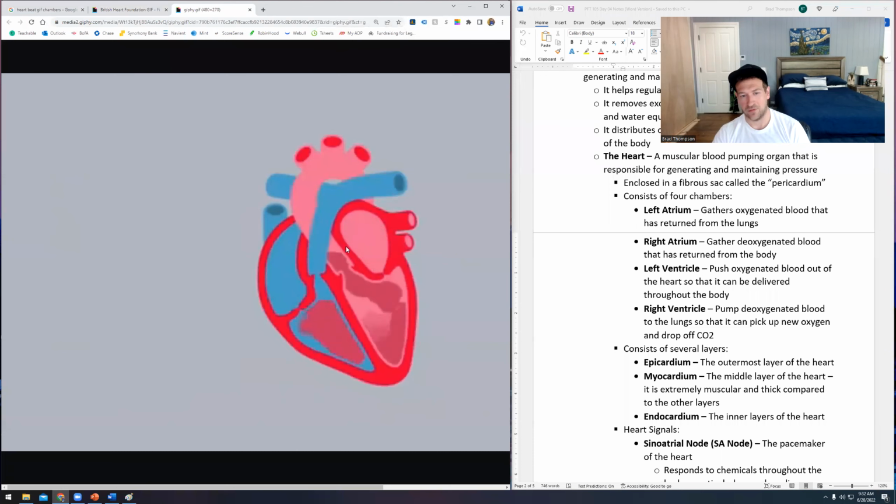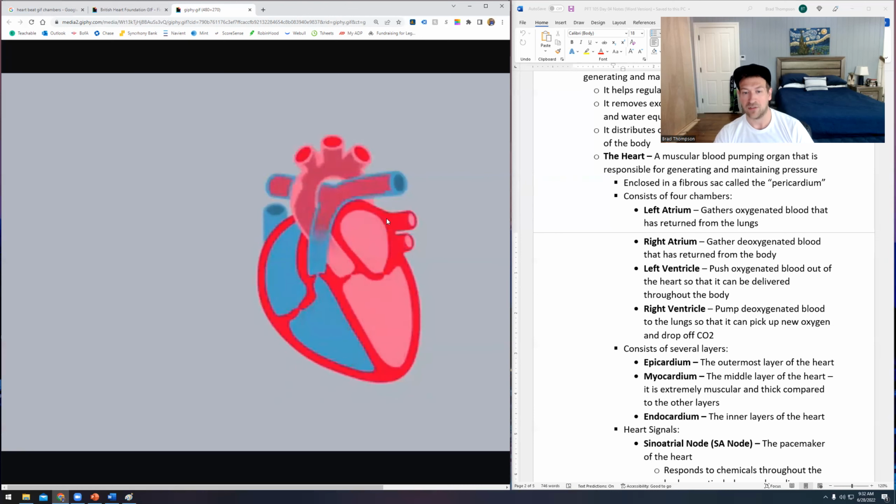So you can see it fills up these top chambers first, right? The blue deoxygenated side over here, the red oxygenated side over here. It fills up here and then it drops into the ventricles. And then when the ventricles squeeze, some of it travels up and goes over here, and some of it goes over here. That's going to the lungs.